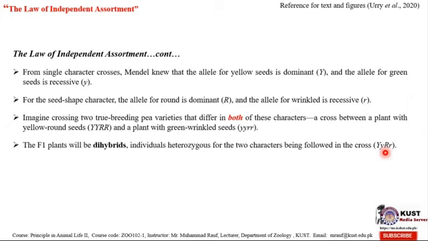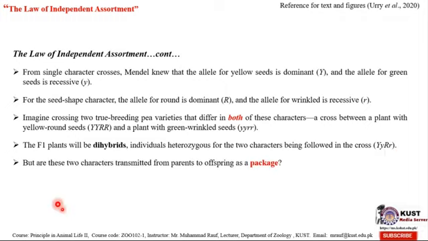Now the phenotype will express the phenotype of the dominant parent. So these F1 hybrids are having yellow seeds and round in shape, which is a dominant character. But are these two characters transmitted from parents to offspring as a package?